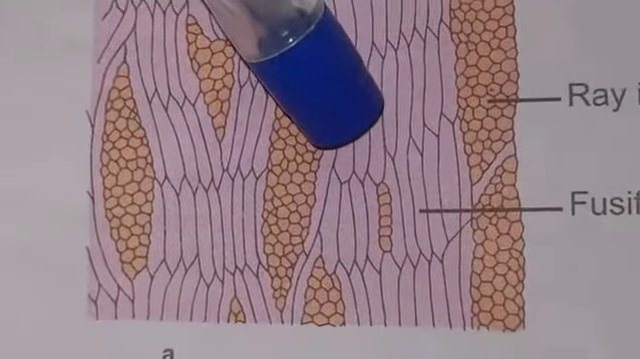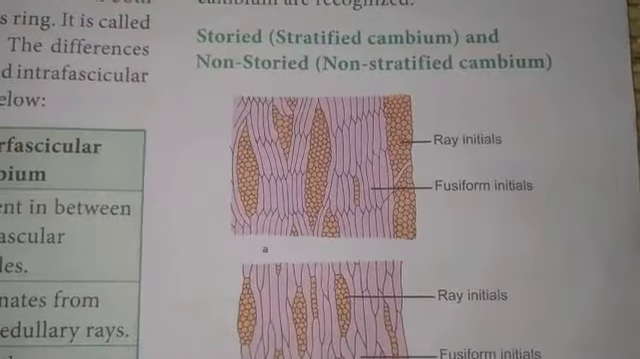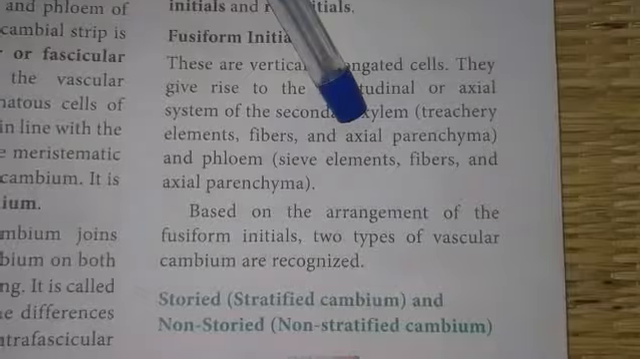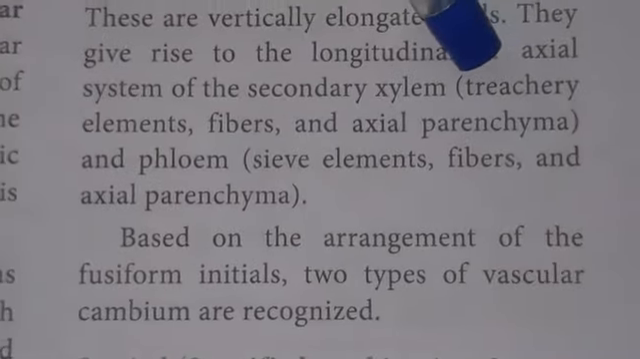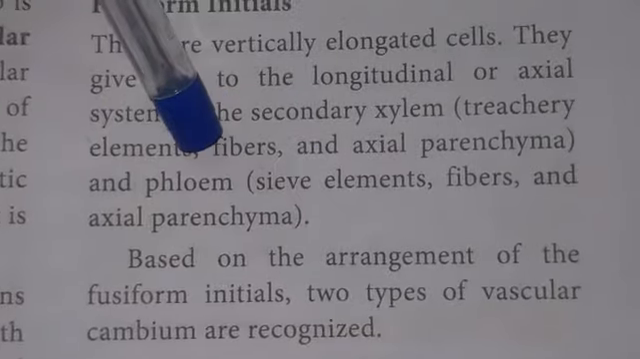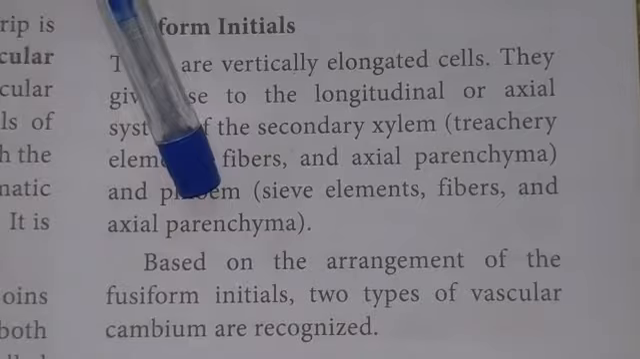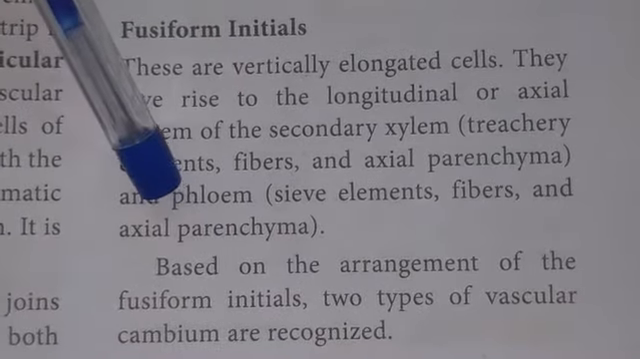So in secondary xylem, the fusiform initials give rise to fibers, tracheary elements, that is trachea, axial fibers, that is xylem parenchyma, and in secondary phloem, elements such as sieve elements, fibers, and phloem parenchyma. These elements arise from the fusiform initials.